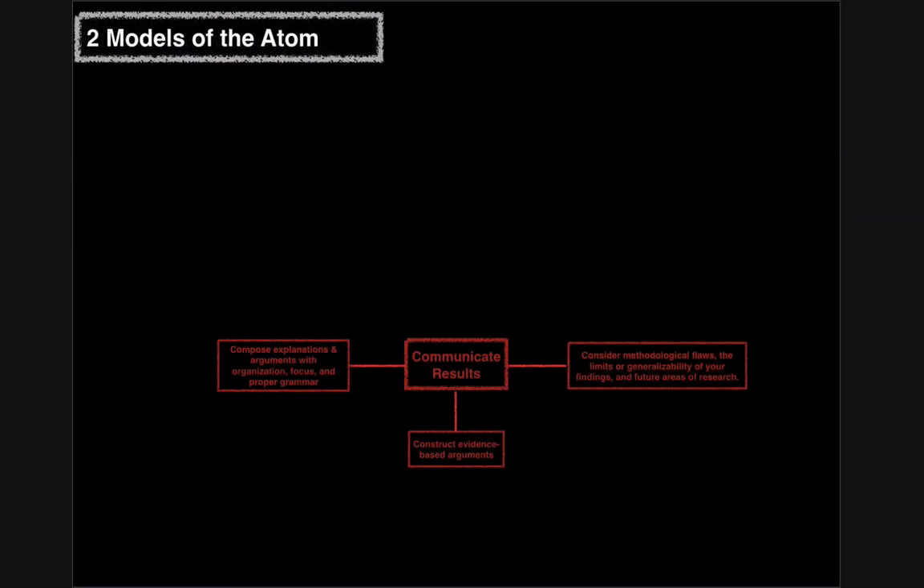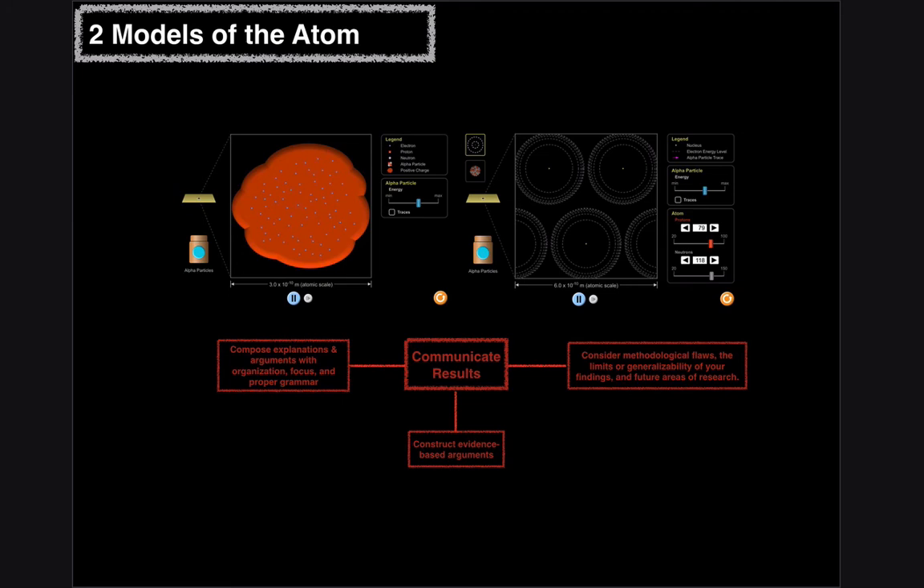In Chapter 2, you'll use another simulation to recreate Rutherford's famous gold foil experiment. In this lab, we'll provide the experimental design, but you'll run the experiment and summarize your findings in a lab report format.